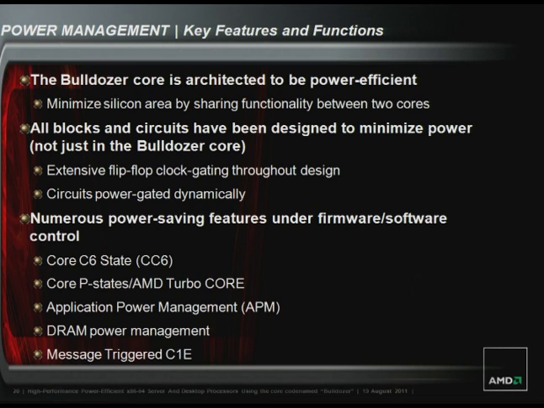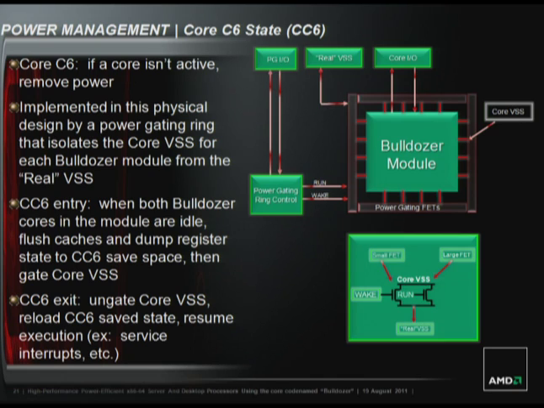There's a number of things that are visible to firmware and software. Core C6, which my friend Denis just talked about for Llano and the Intel folks talked about in their chip. It's very similar. The core P states, AMD Turbo Core, that was covered. APM, the DRAM power management features I mentioned, and if you're in a multi-socket system, message triggered C1E to manage power and bringing up and down links in a multi-socket system. So I'll skip through this fairly quickly. I guess the one thing I'll say is the details that are in Llano are basically the same here.